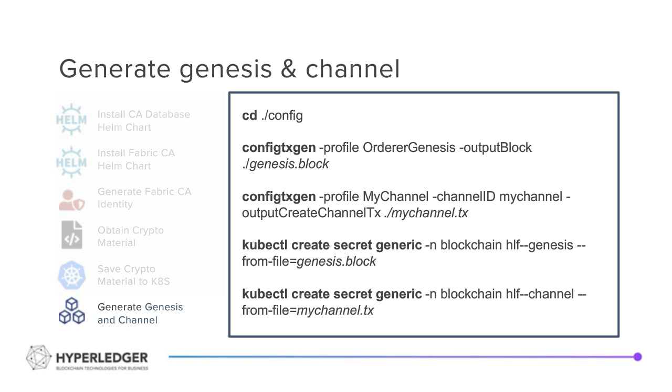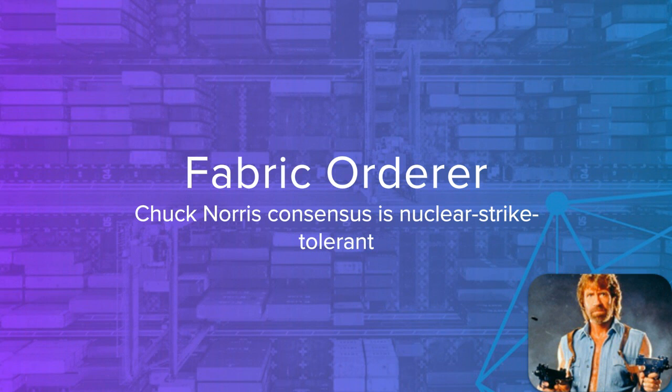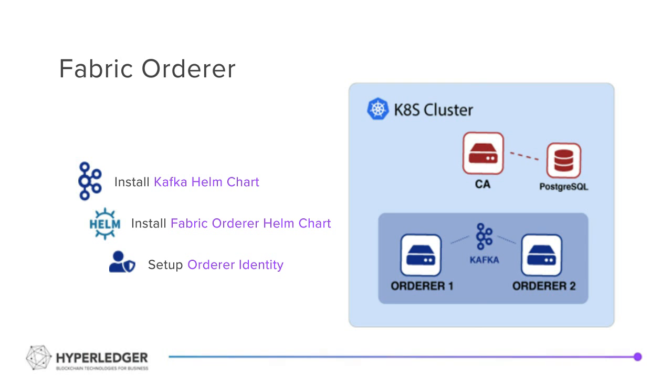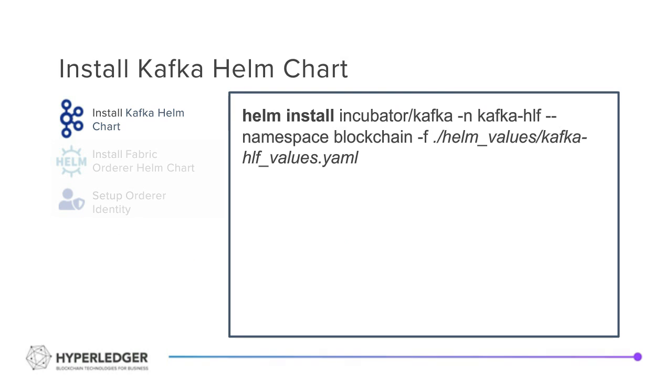Okay, so now that we have a functioning Fabric CA, we can get to the orderer and get that consensus running. So rather than Chuck Norris consensus, we have the next best thing, Kafka consensus, which is crash tolerant. We will need to follow 3 steps to get all of this running. Yeah. Firstly, we need to install the Kafka cluster itself, which is made easy with the incubator chart available. Note that you need some very specific configuration to make this work correctly.